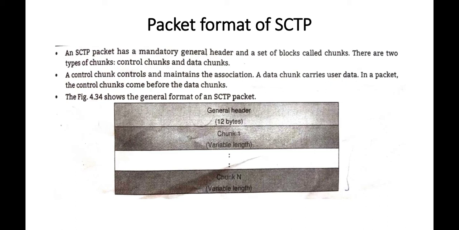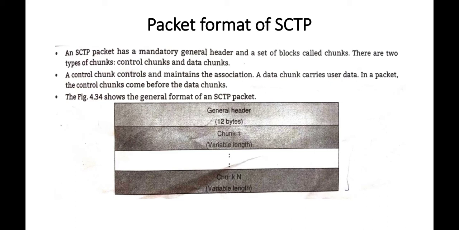In the features we discussed two types of chunks: the control chunk and the data chunk. The control chunk controls and maintains the association, the connection established between the sender and receiver, client and server. All the information on how to properly maintain the connection is present in the control chunk. Association is nothing but the connection. And the data chunk contains the user data, the actual information that is transferred between the sender and receiver.